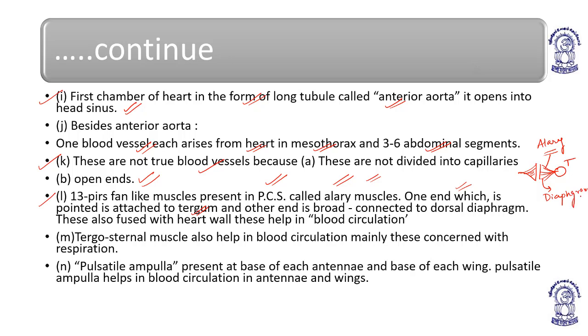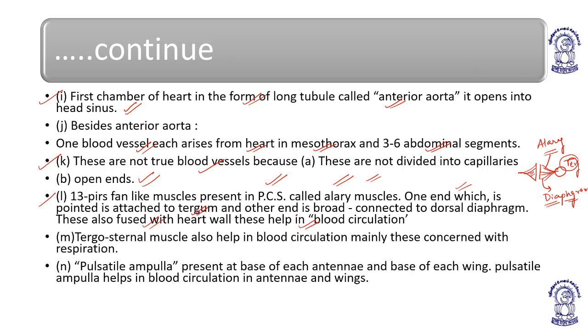The pointed part is attached to the tergum, and the broad part is attached to the diaphragm. These are also fused with the heart wall, and they help in blood circulation.